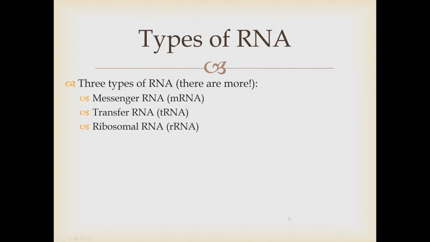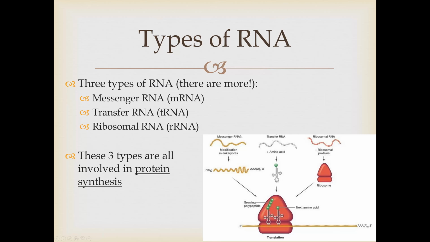So there are 3 main types of RNA. There are actually more than 3, but there are 3 main types that we are very familiar with. There is messenger RNA, abbreviated mRNA. There's transfer RNA, abbreviated tRNA. And there is ribosomal RNA, abbreviated rRNA. They are all involved in protein synthesis, and we are going to talk briefly about protein synthesis when we get to chapter 3 and talk about the major functions of a cell.